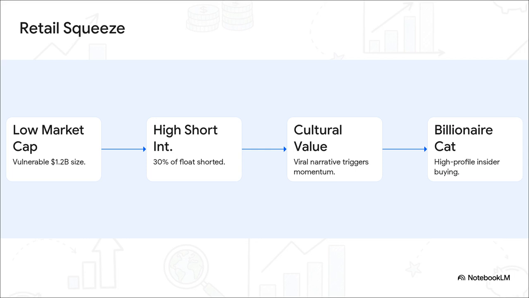Throw in a viral retail narrative, the whole Save Wendy's thing, and then, boom, a billionaire catalyst. Nelson Peltz and Trian backed it with a $93 million stake. That added instant perceived legitimacy, forced the short sellers to cover, and ignited this massive feedback loop.